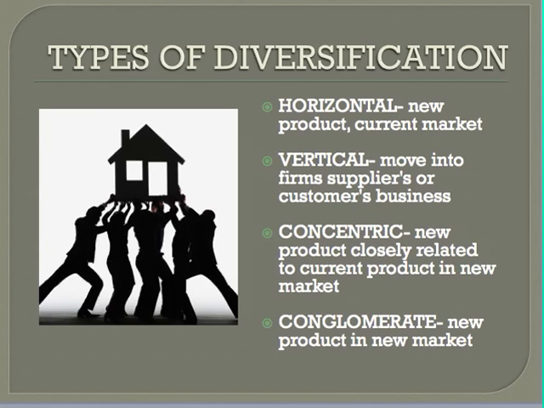Concentric diversification results in new product lines or services that have technological or market synergies with the existing product line. Conglomerate diversification is when there is neither technological nor marketing synergy, and this requires reaching new customers.